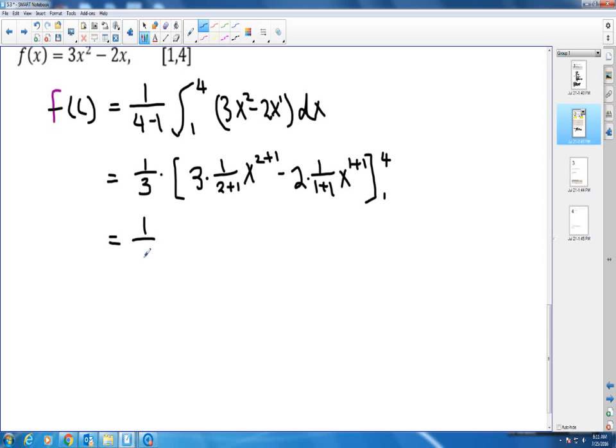So this is going to be 1/3 times, let's clean this up. This is 3 down here. That 3 and that 3 will cancel out. So that leaves me x to the 3rd power minus. Second term, 1 plus 1 is 2. That 2 and that 2 reduce, so that's just x to the 2nd power. Evaluate from 1 through 4.